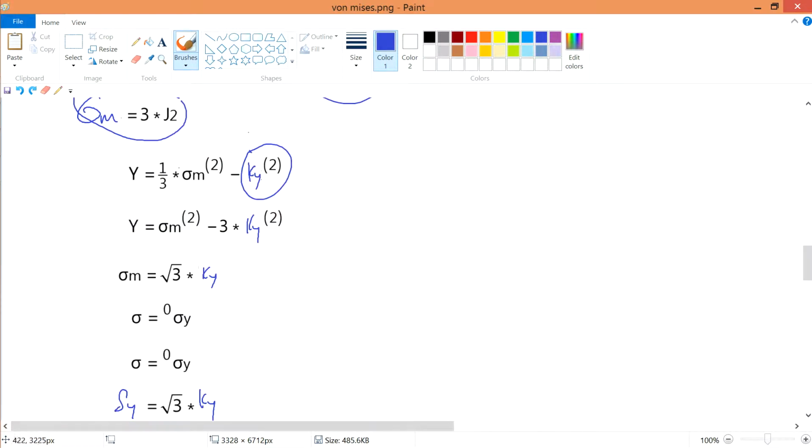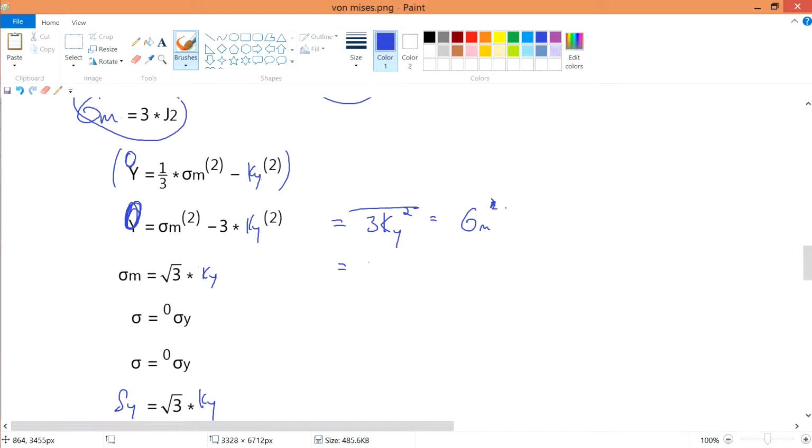Next, we also multiply everything by 3, because we know that the y is equal to 0. So we multiply by 3, this one will become 3 over 3, it becomes 1, and then 3 times minus ky squared will be 3ky squared. Since we know that y is equal to 0, you can bring your sigma m squared over to the other side. So once I bring it over here, I have 3ky squared equals sigma m squared, your von Mises, and then I'll just simply square root this whole thing.